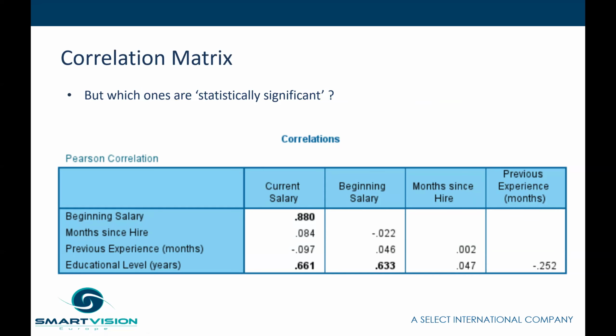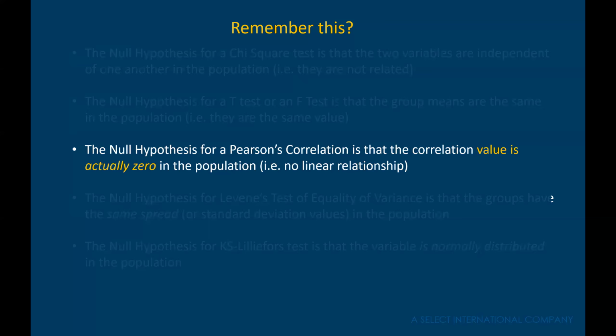But we might be asking ourselves which ones are statistically significant, because these aren't measuring the probability, they're just measuring the strength of relationship. Well, we have to remember what the associated null hypothesis of a correlation is. The associated null hypothesis is that the value is actually 0 in the population, i.e., there's no linear relationship. So we're not testing whether or not it's notable, and we're not testing whether or not it's strong. We're just testing whether or not it's 0.